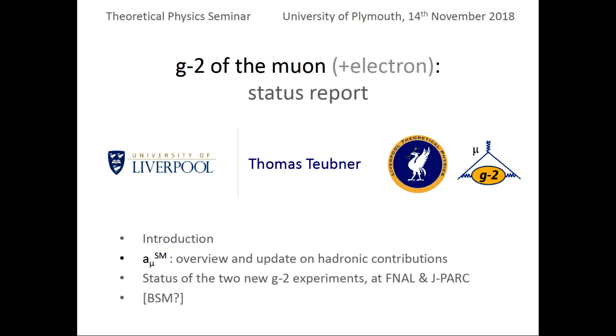But I will also give you a quick status report on the two new g-2 experiments, one at Fermilab and one at J-PARC, and say, possibly if time allows, a few words about BSM solutions to the puzzle of g-2.